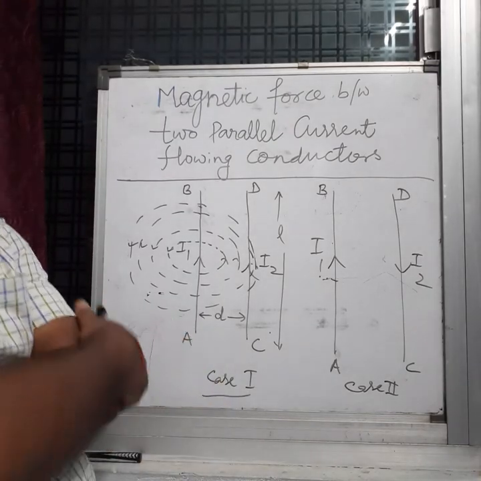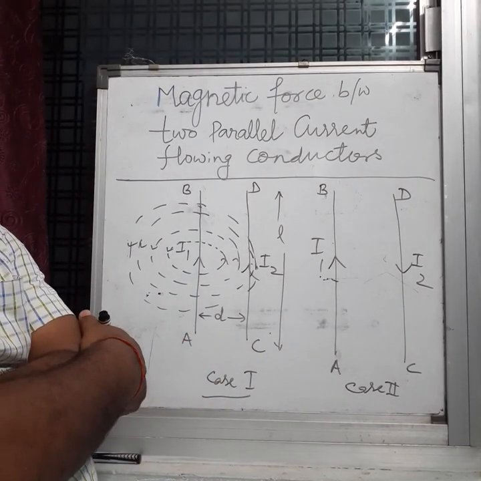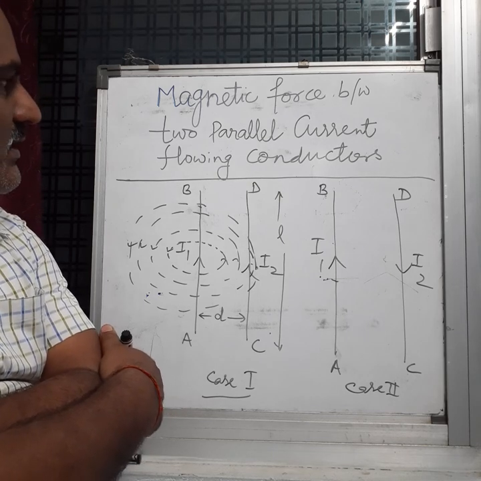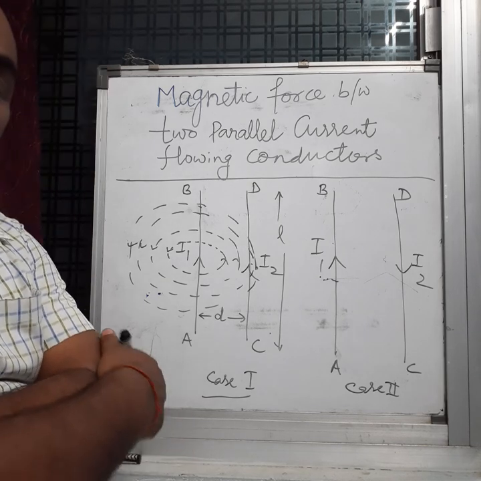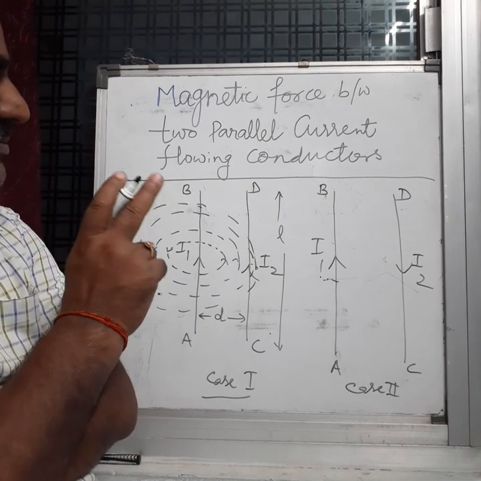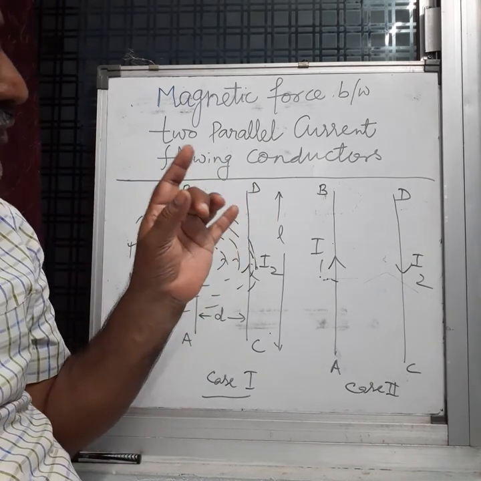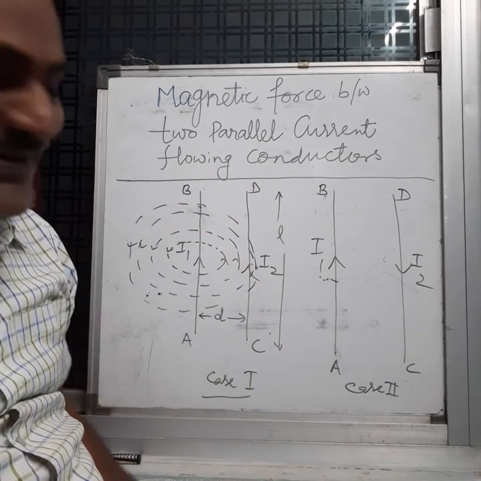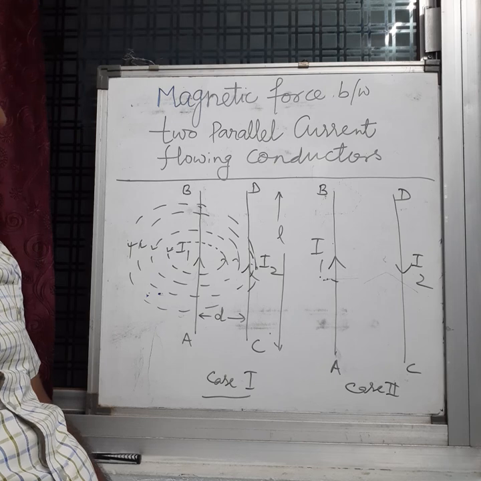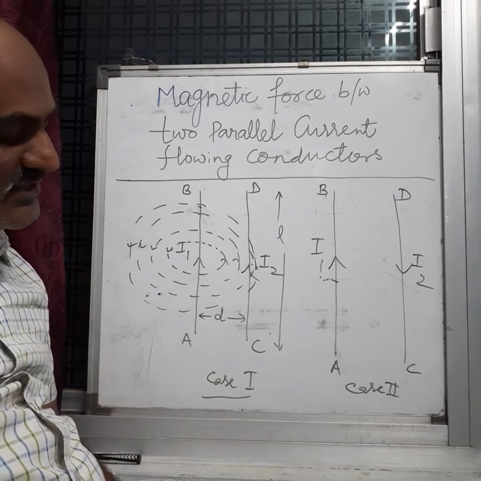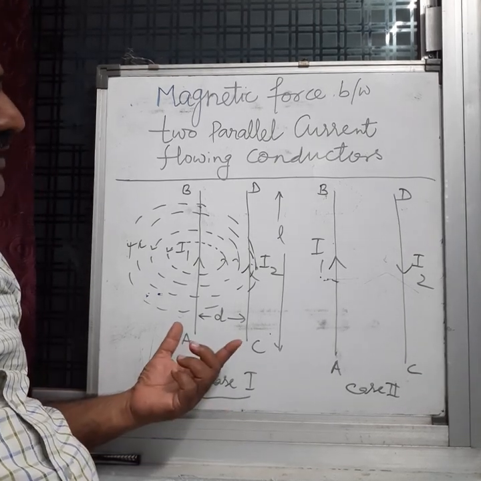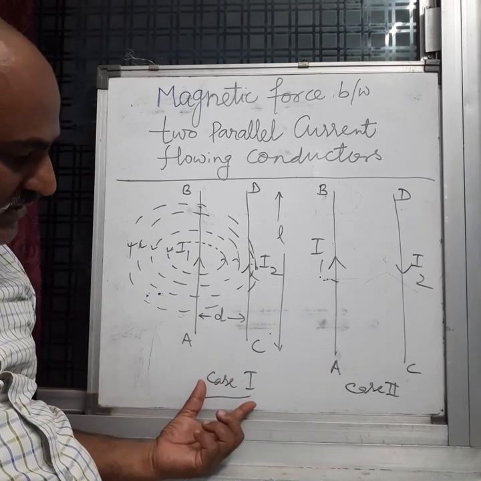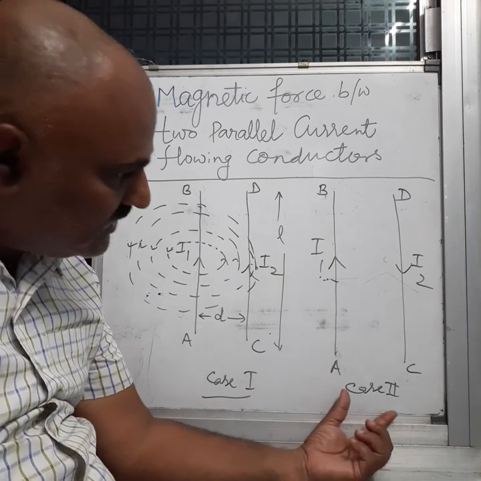Hello, dear students. Today I am discussing the magnetic force between two parallel current-carrying conductors. In the previous video, I discussed the magnetic force due to one current-carrying wire kept in a magnetic field. But today I have taken another case, when two parallel conductors are kept. See in this diagram, this one is case 1, this one is case 2.